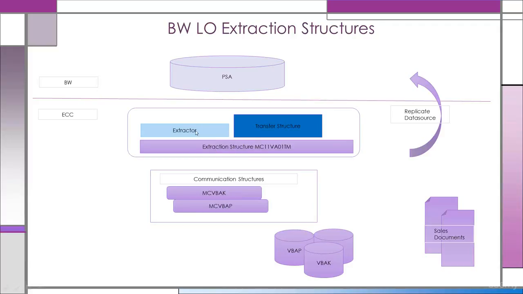Okay, so in the extract structure, there are two different structures. One is an extractor, the other is a transfer structure. In the extractor, we will have whatever data is available from the communication structure, as an extract structure. But in the transfer structure, you will only have the fields that need to be loaded into the PSA. Okay, right? So when we do the practice, we will know exactly what is going on here.